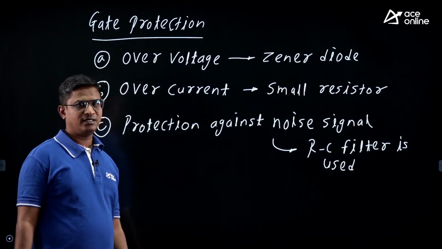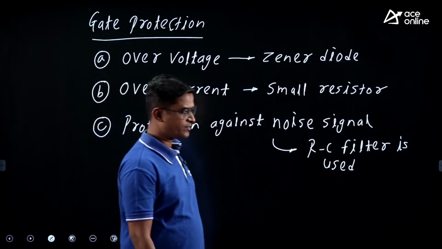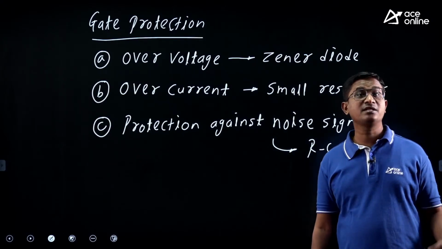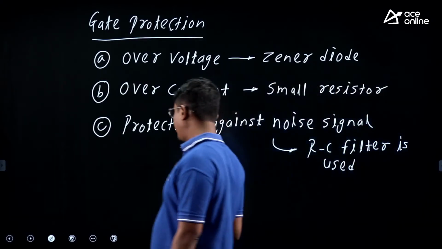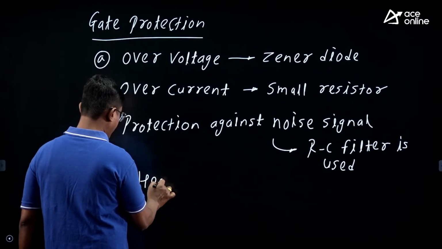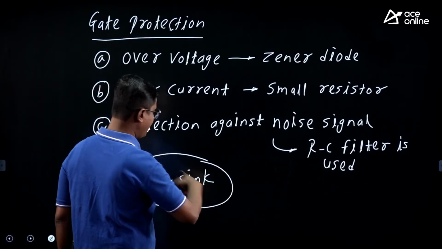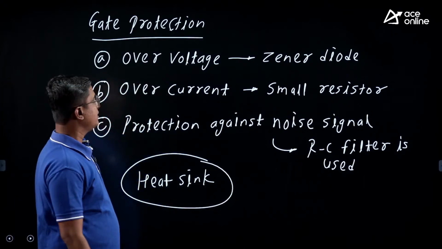Apart from that, in general, we protect the SCR against temperature also, right? For that, we are using a heat sink. You might be knowing heat sink. Heat sink is used to limit the temperature of the device.